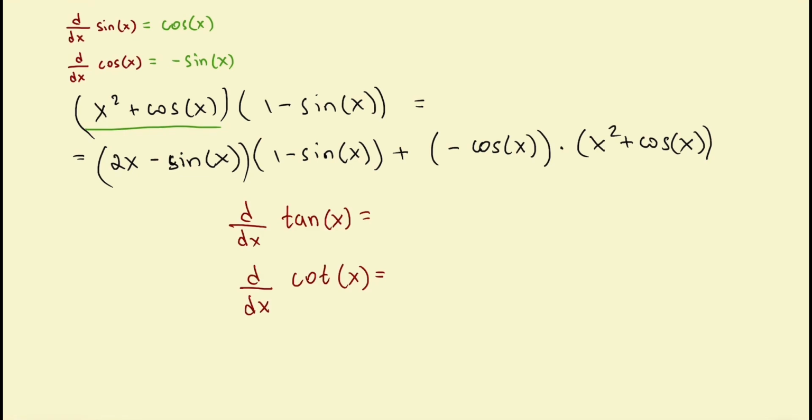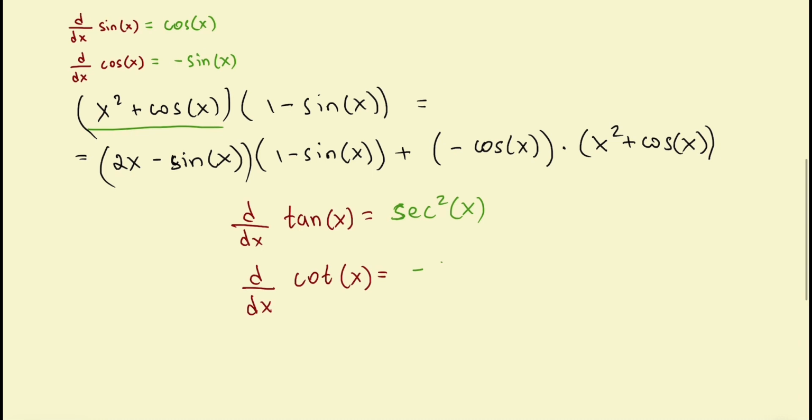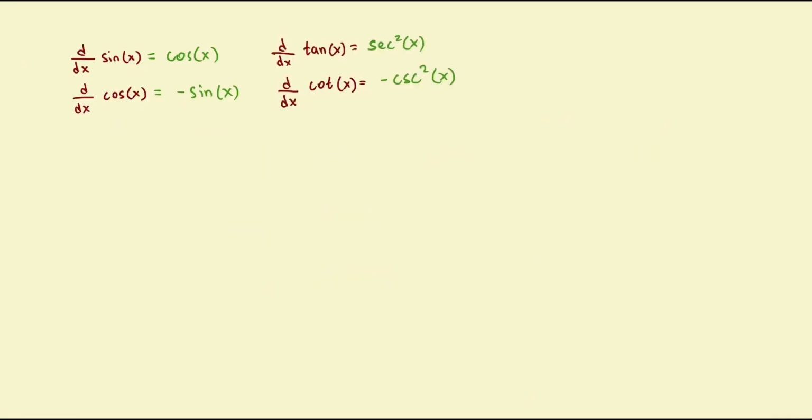Now we'll go over finding derivatives for tangent and cotangent. Derivative of tangent x is secant squared x. And for cotangent, it's negative cosecant squared x. Now we'll do some examples. Now we'll derive 1 plus tangent x over 1 minus cotangent x.